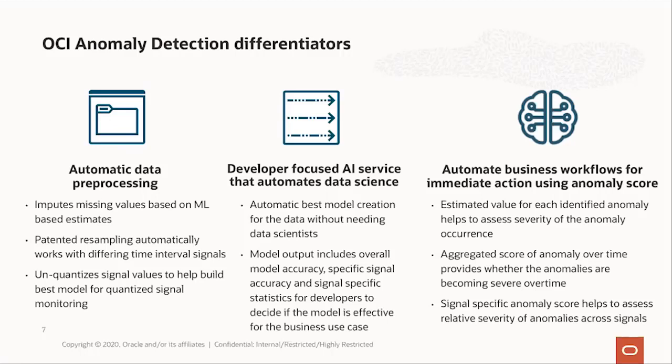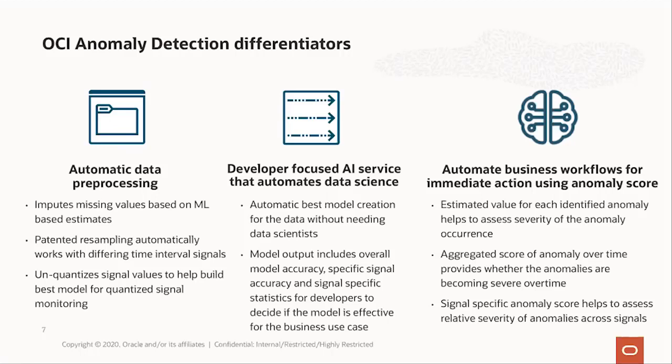Let's say that at a particular time, say 10:30 a.m., you have 3 different signals that are anomalous. We provide you the relative severity of those signals so that you could understand which one is the worst performing in terms of the anomalies, and then decide what downstream business workflows need to be automated based on that.